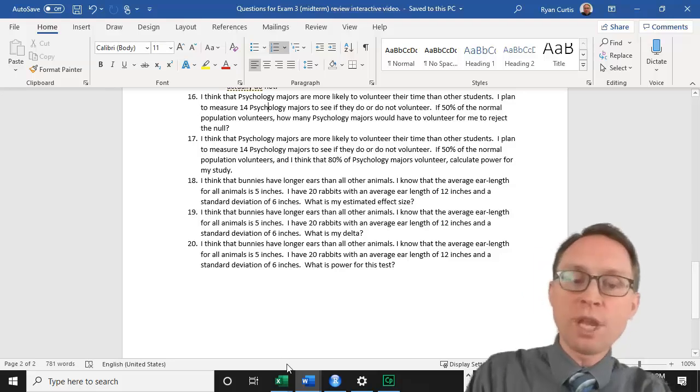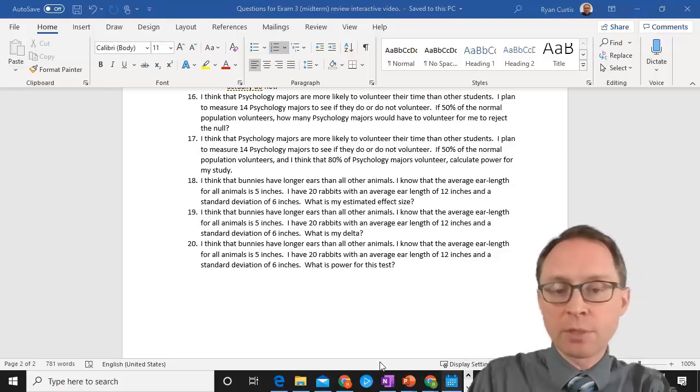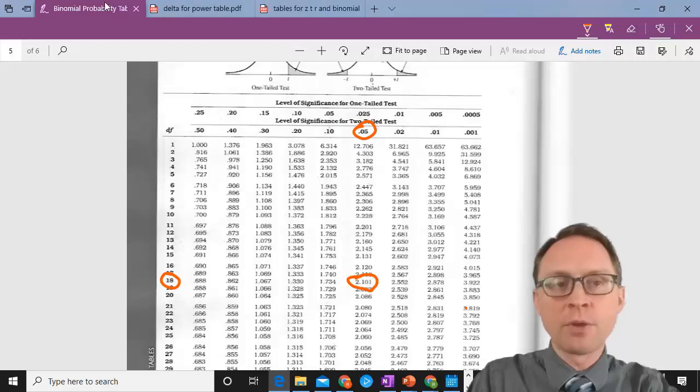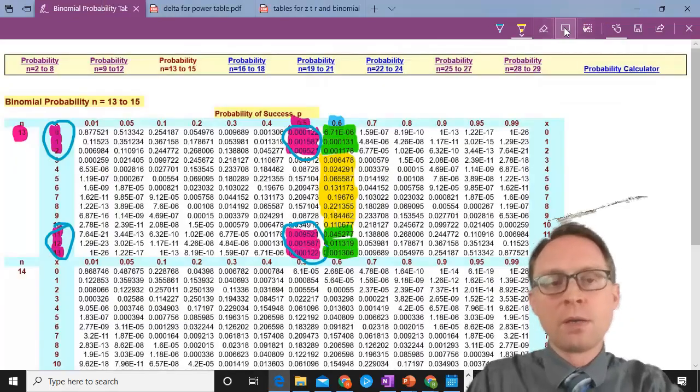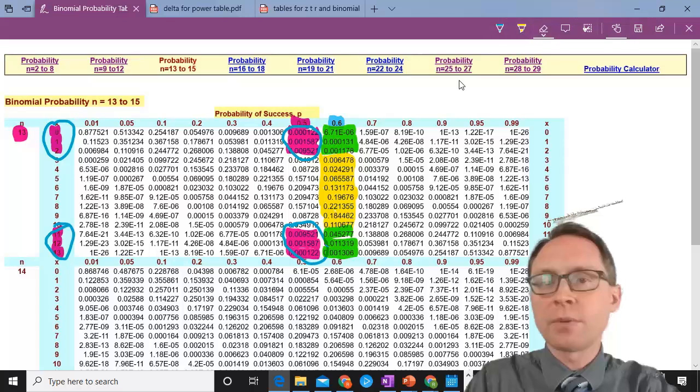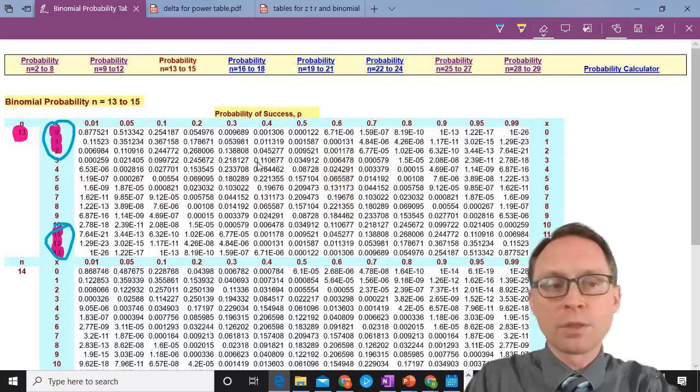So we are looking at the binomial table. I'm going to go ahead and pull up the binomial for you. Here it is. Let me erase a bunch of stuff that I was working on before, so we can look at this together and not be distracted.